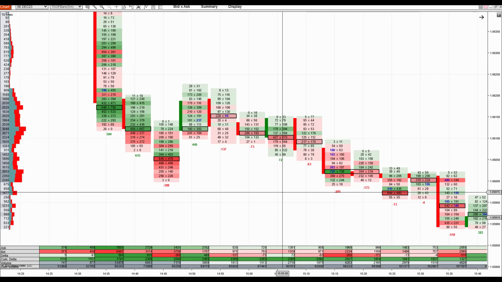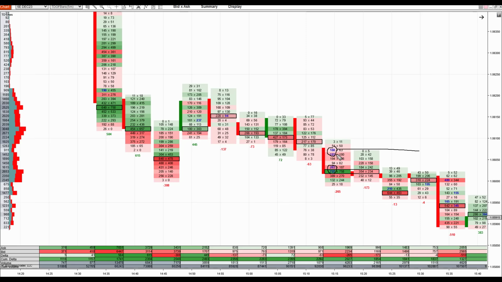Now, another thing which you may have noticed is those blue numbers here. Those blue numbers are called imbalances, and they tell us that one side of the market is way stronger than the other. In this case, those are selling imbalances, and they are telling us that at those price levels, sellers were way more aggressive than buyers. All right? That's why they are marked in blue, so they stand out and you can immediately tell.